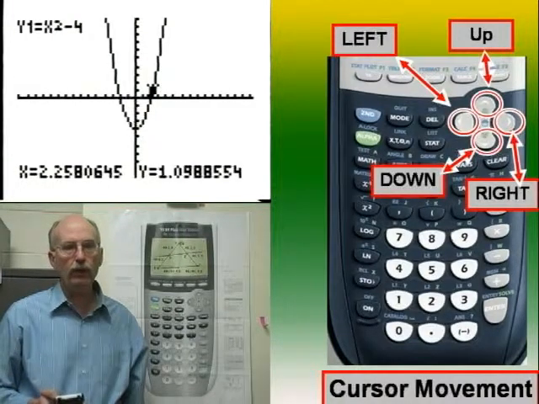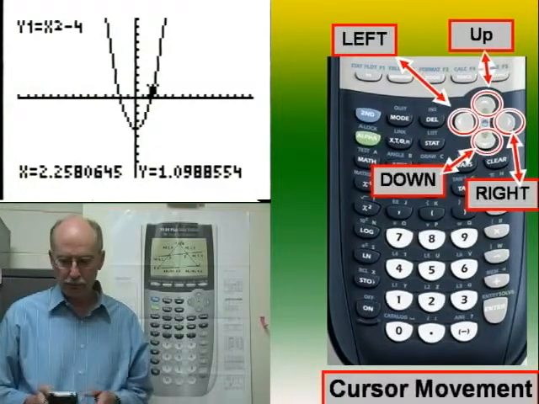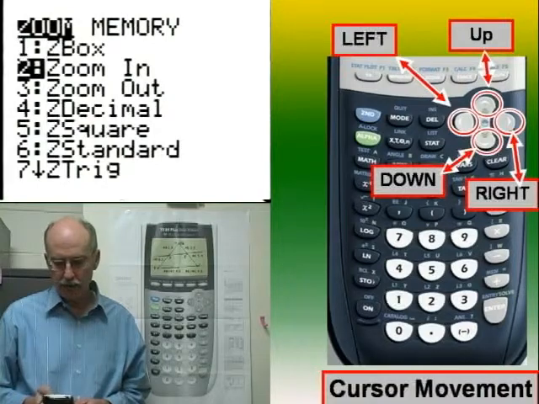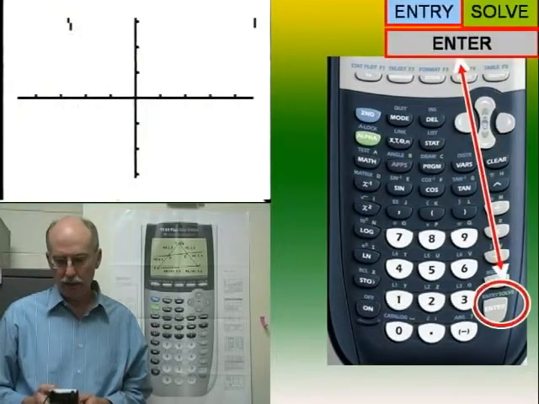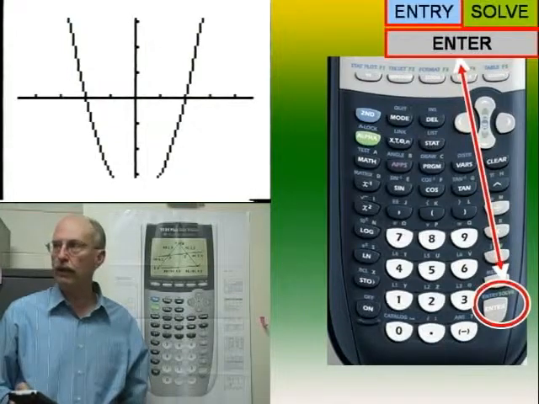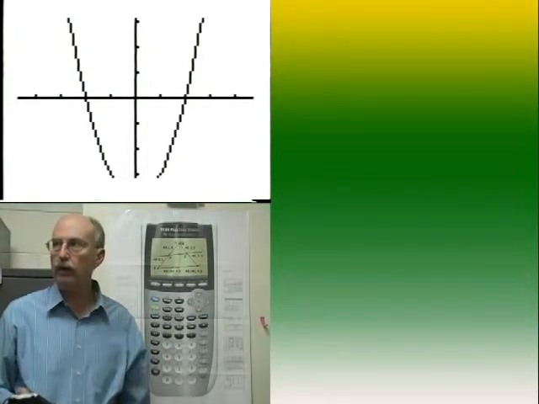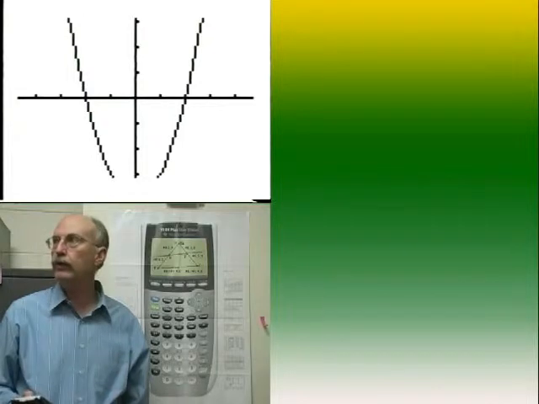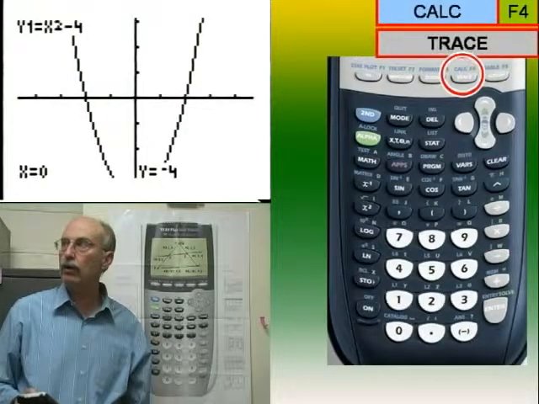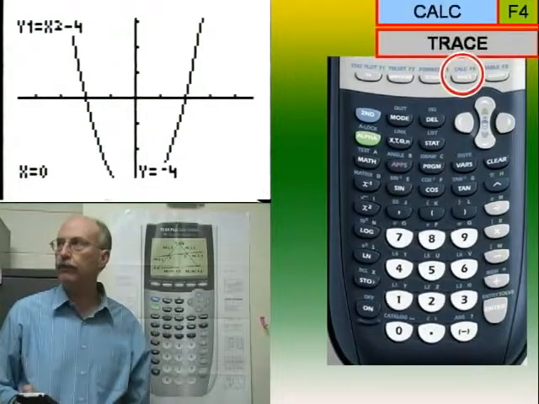Suppose we change our window and change it to a z decimal window. Let's hit zoom. We'll go down to z decimal. Okay, and now you can see that we've got the parabola brought much more clearly into focus. We'll hit trace. Notice that it says that we're at x 0, y minus 4. We're slightly off the screen.